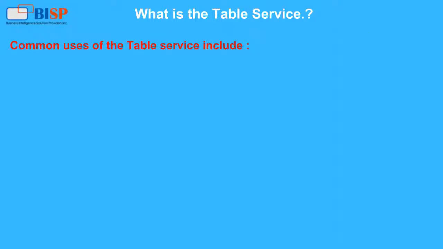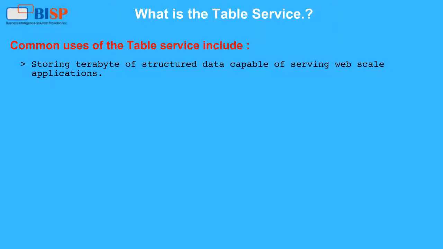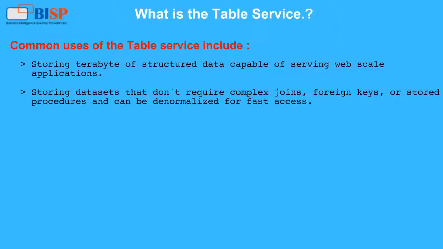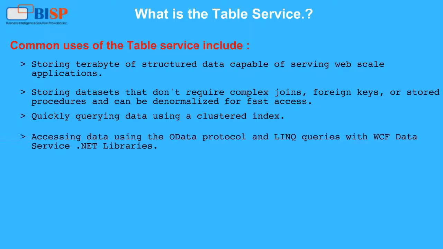Common uses of the table service include storing terabytes of structured data capable of serving web-scale applications, storing data sets that don't require complex joins, foreign keys, or stored procedures and can be denormalized for fast access, quickly querying data using a clustered index, and accessing data using the OData protocol and LINQ queries with WCF Data Service .NET libraries.